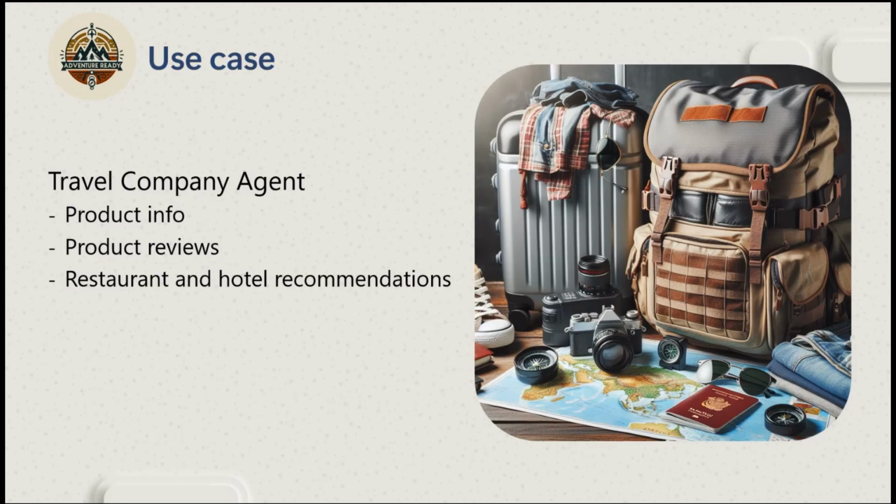We'll get our product reviews in Microsoft Fabric. So this one will be coming from a Microsoft Fabric Lakehouse table. And then from there, we'll get restaurant and hotel recommendations. In this scenario, we're going to be focusing on getting that information from TripAdvisor.